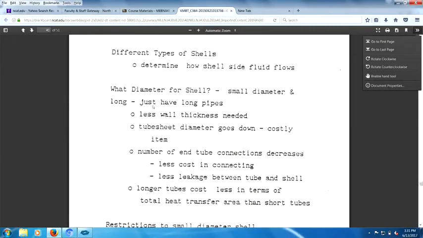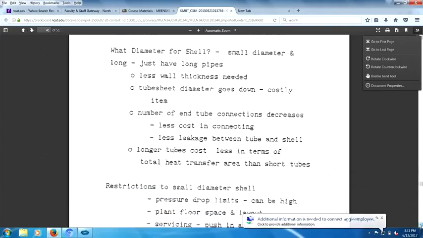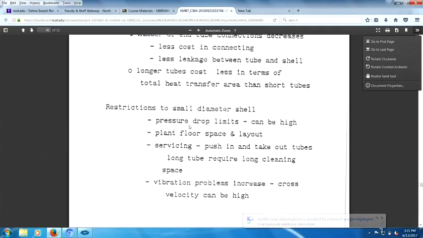Okay. What diameter for the shell? Well, you want small diameter shells because they're less costly, right? And that means you just have long pipes. You probably need less wall thickness. Tube diameter goes down. Tube sheet diameter goes down, which is less costly. The number of tube connections decreases. Longer tubes cost less in terms of total heat transfer area than short tubes. However, longer shells mean higher pressure drop. Floor space and layout could be a problem. You're going to have to pull that bundle at some point, and you need to have floor space for the bundle to be pulled.